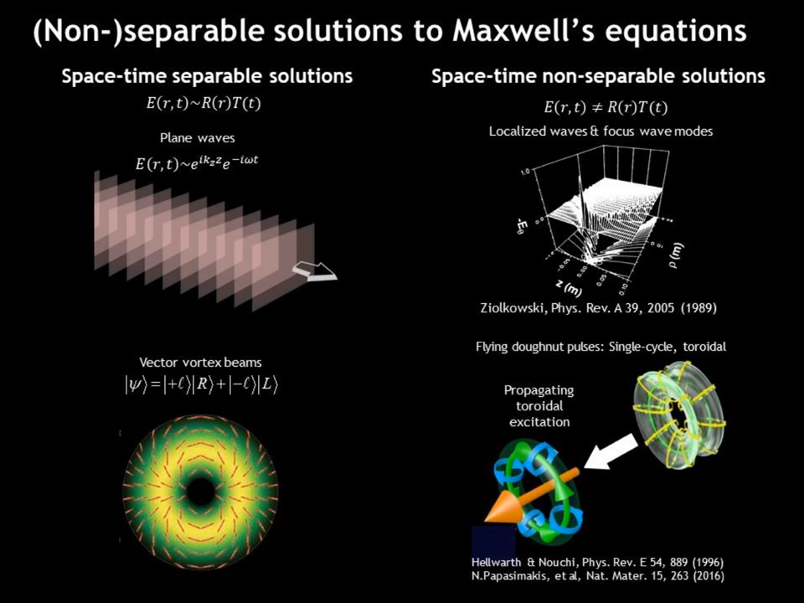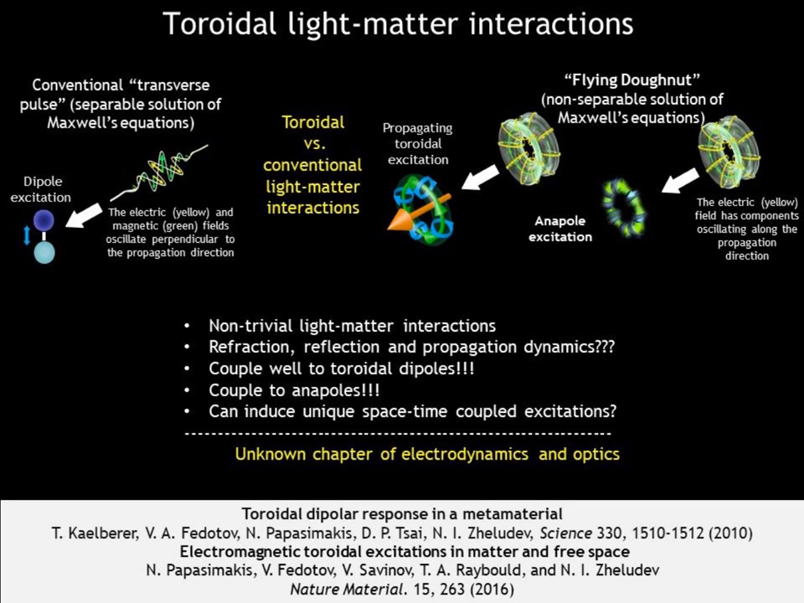A typical example of which is the flying donut pulse. The flying donut has a very unique characteristic to be explored. A conventional transverse pulse can be regarded as a free-space dipole excitation, the electric dipole excitation, but the flying donut is related to the toroidal dipoles. Its electromagnetic configuration can be regarded as the superposition of an electric dipole and a toroidal dipole, resulting in an anapole structure. That is totally a new chapter in electrodynamics and optics.